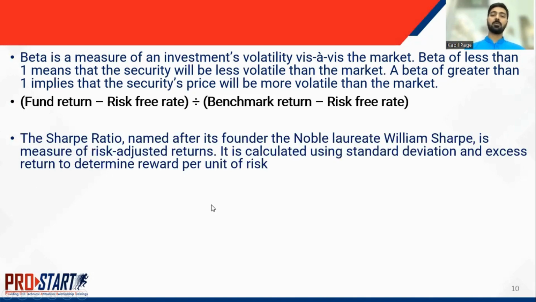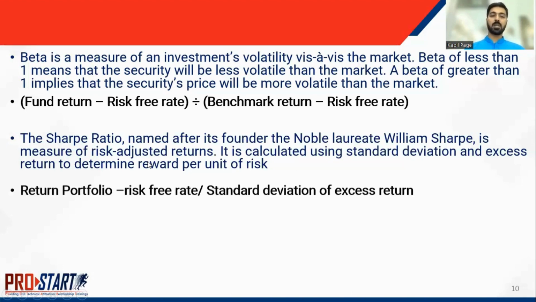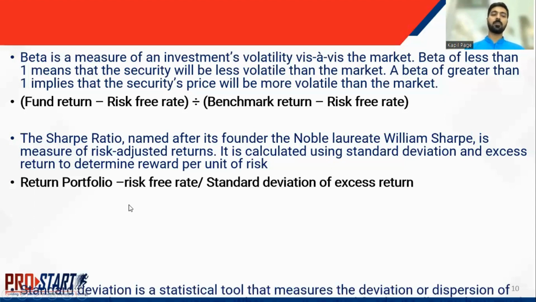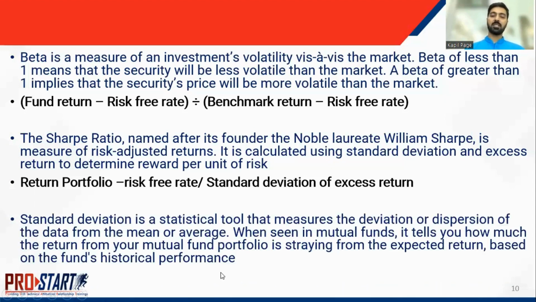Then we have the Sharpe ratio. It's also a measure of risk-adjusted returns. How do we calculate that? Return of the portfolio minus the risk-free rate divided by the standard deviation of the excess return. That will give you your Sharpe ratio. Standard deviation, like we had discussed, will show you how much it will deviate from the earlier years' returns, right? So based on that, you will be able to find out whether your mutual fund will be consistent or not.